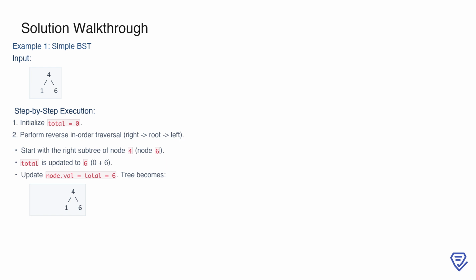The traversal follows a reverse in-order pattern, meaning we visit the right subtree, then the root, and finally the left subtree. Starting with the right child of node 4, we visit node 6. Since it has no right child, we update total by adding the value of node 6, which makes total equal 6. Then, we update the value of node 6 to this new total. The tree structure itself remains the same, but node 6's value is now updated to 6.